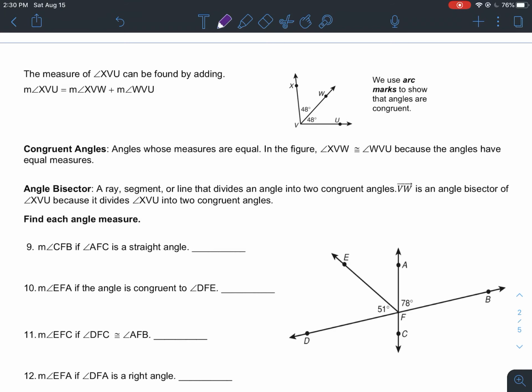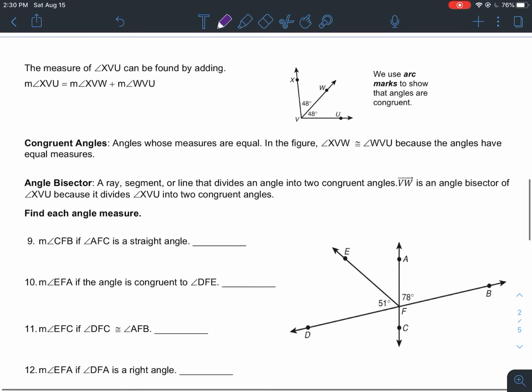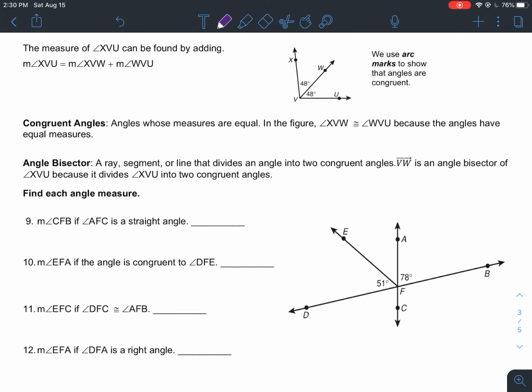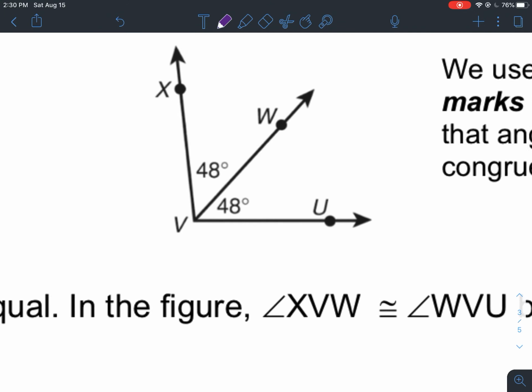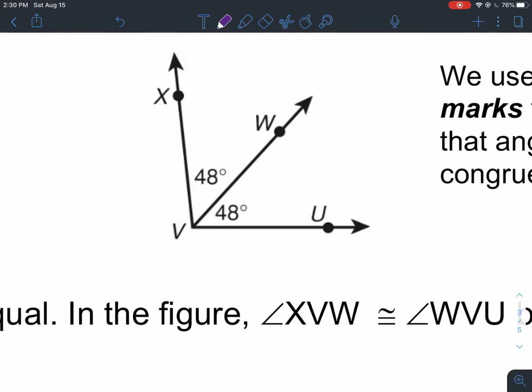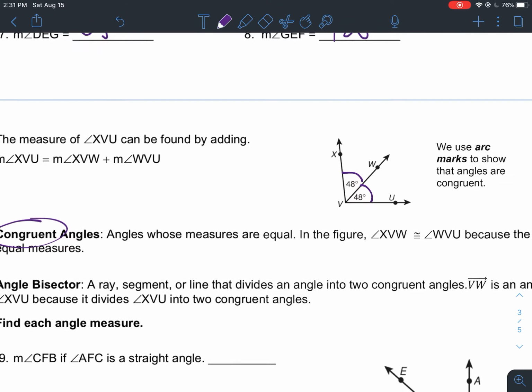All right, this next page here, this is a lot of stuff that we've kind of already done with segments, but now we're going to talk about angles. The measure of a big angle can be found by adding two smaller angles together, just like with segments. Also, just like with segments, angles that are congruent mean they're exactly the same. So in this picture, these two angles are the same, so we say they're congruent angles. We mark those with tick marks, except this time we call them arc marks. So an arc mark could be just one little arc like that, or it could be two arcs like that, or it could be an arc and a dash like that. Again, it doesn't matter as long as you use the same one.